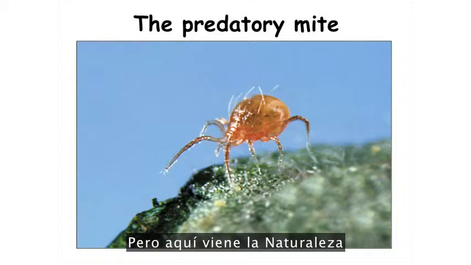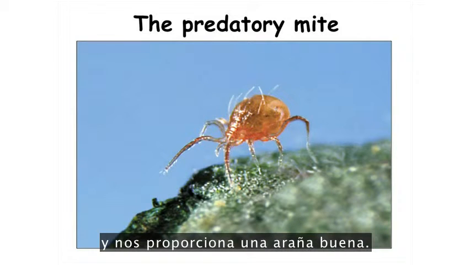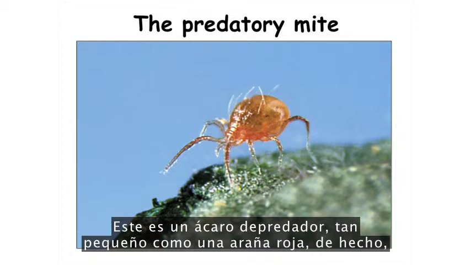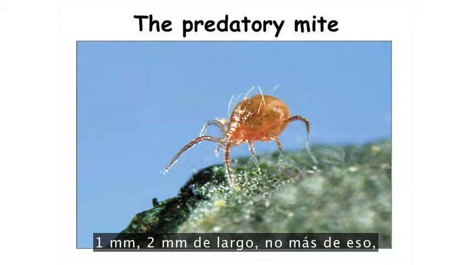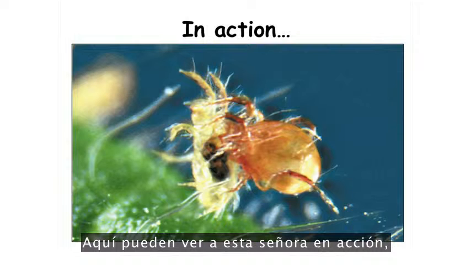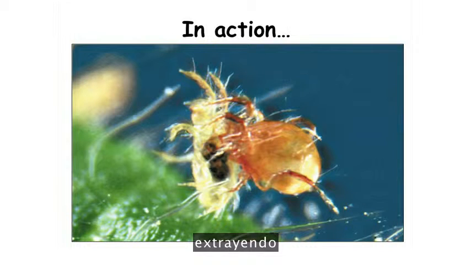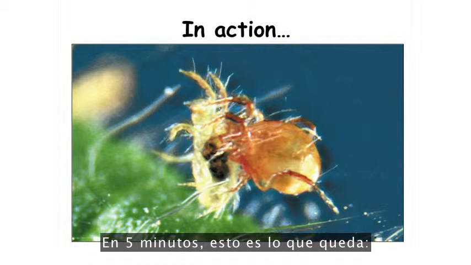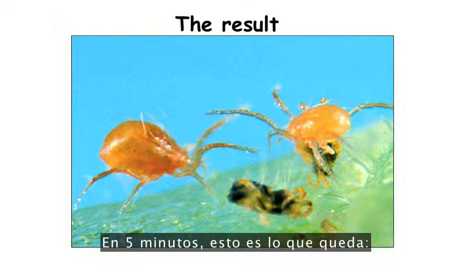But here comes nature that provides us with a good spider. This is a predatory mite, just as small as the spider mite, by the way. 1 millimeter, 2 millimeters long, not more than that. Running quickly, hunting, chasing the spider mites. And here you can see this lady in action. On your left-hand side, she just pierces and sucks the body fluids of the pest mite, and after 5 minutes, this is what you see.